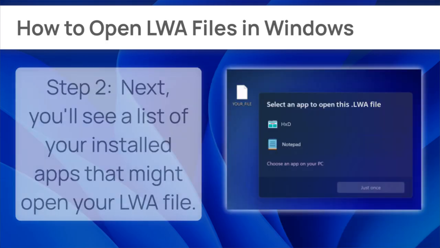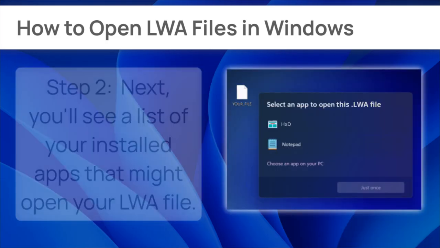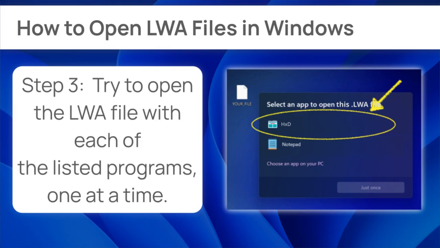Right-click your LWA file and click Open With. Test with HXD first. If it's not there, choose a different application. Sometimes a generic viewer works better.